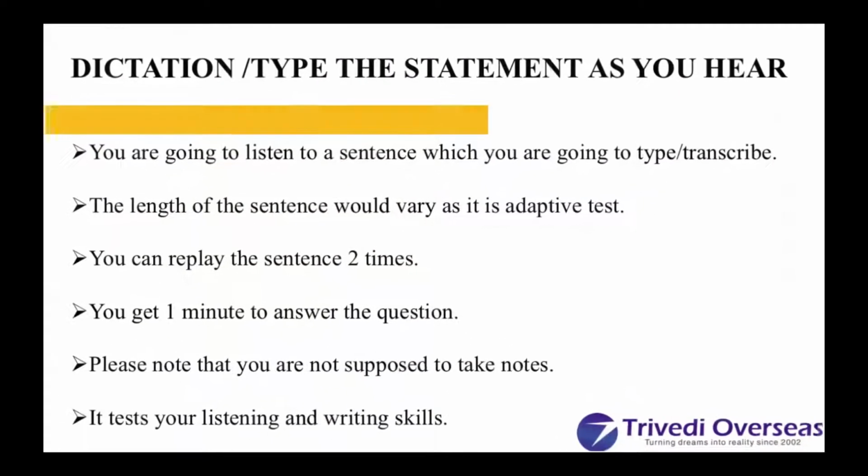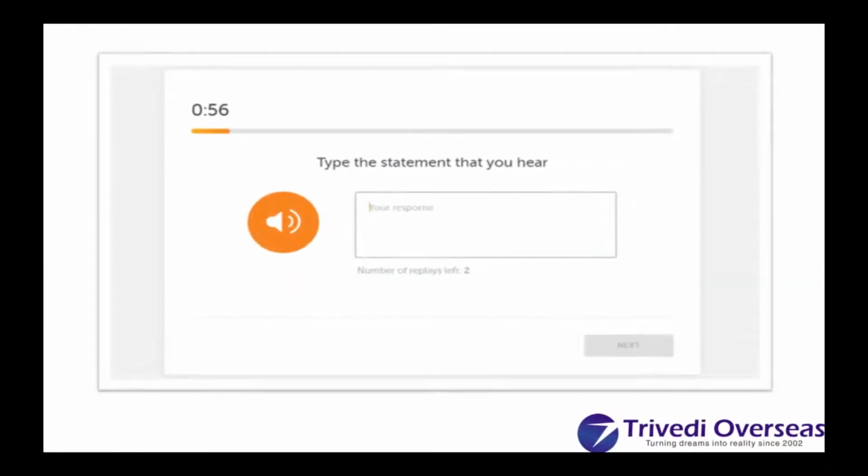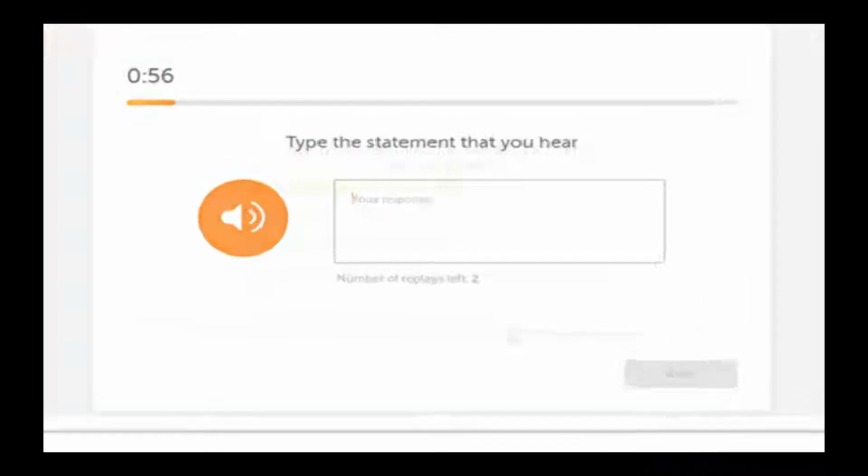Next is the dictation, that is, type the statement as you hear. From the name itself, it's very clear that you are going to listen to a sentence which you are going to type. You can replay the sentence only 2 times and you will get only 1 minute to answer the question. So this is going to test your listening and writing skills. So here is the picture. You have to type the statement that you hear in this box and then press the next button.